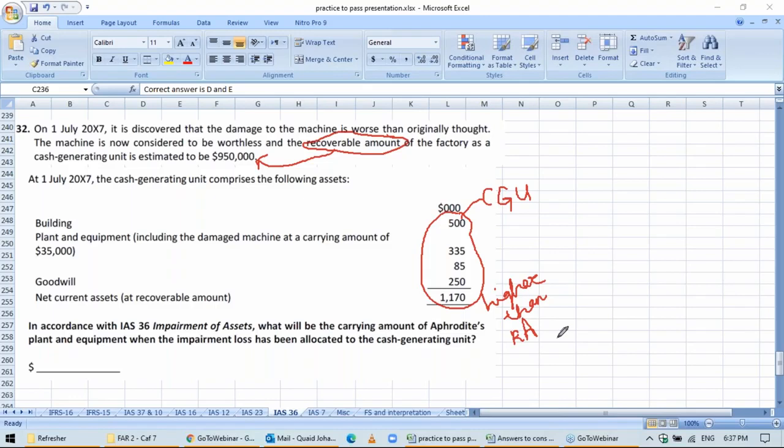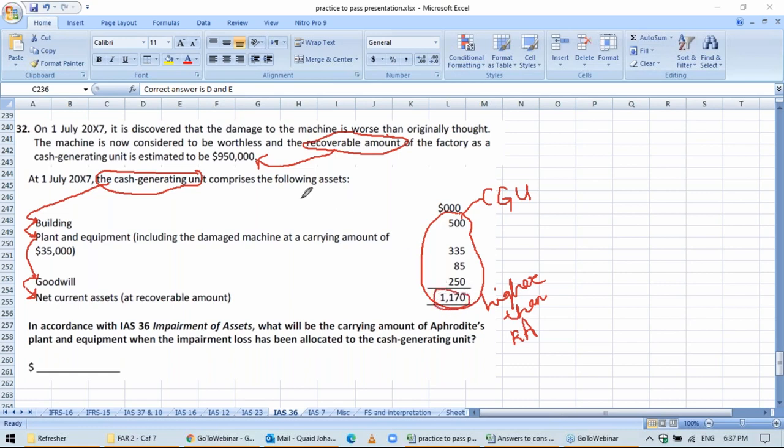First of all, they are talking about a cash generating unit. And how many assets are there in the cash generating unit? A building, then plant and machinery, then goodwill, and net current assets. Probably net current assets will be inventory, receivables, and these types of things. So there is a group of assets. The group of assets becomes a cash generating unit. Now, has impairment taken place or not? Impairment has taken place because the carrying value is 1170.